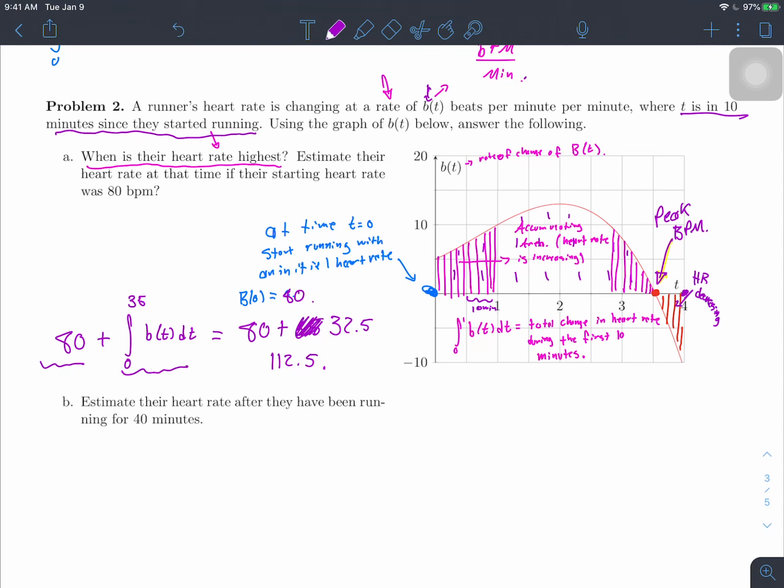Okay. Don't want you to focus so much on the actual counting of boxes and area. What I do want you to focus on is how to interpret the graph of a rate of change and its relation to the quantity which is changing. Okay?